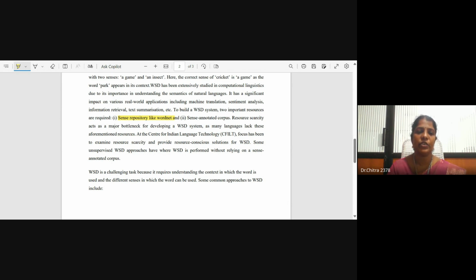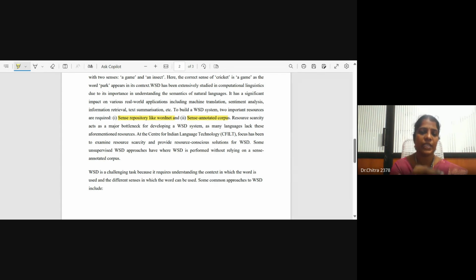For that we need a library, as well as a sense annotated corpus. Do you know the meaning of annotated? Annotated means how words are linked with grammar or with some values. The category is also given. For example, apple is annotated with fruit, and dog is annotated with animal. The annotated corpus is also required to resolve word sense ambiguity.